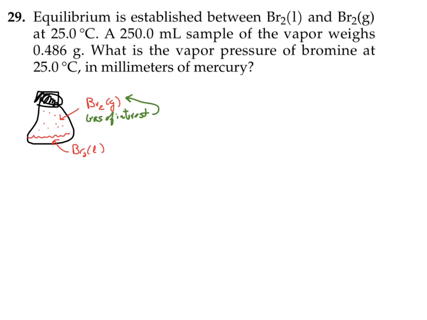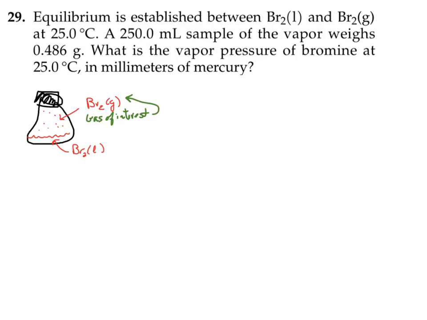Okay, so here are hints for that first one. The first one has to do with bromine. It says equilibrium is established between bromine liquid and bromine gas. I kind of have it drawn there. It gives you the temperature, it gives you the volume of the container, and it says that the vapor, so that's gas, weighs 0.486 grams, and it wants to know what the pressure is at that temperature.